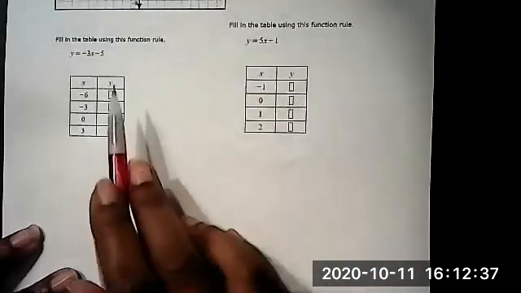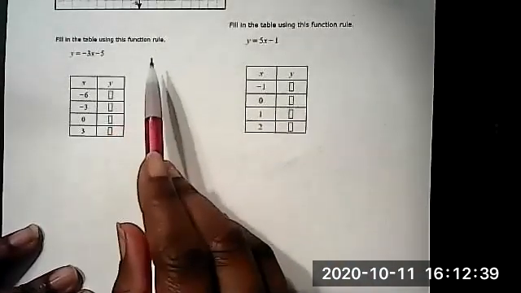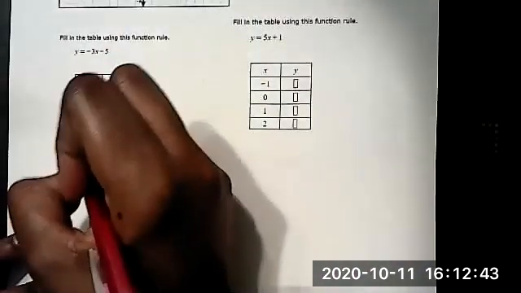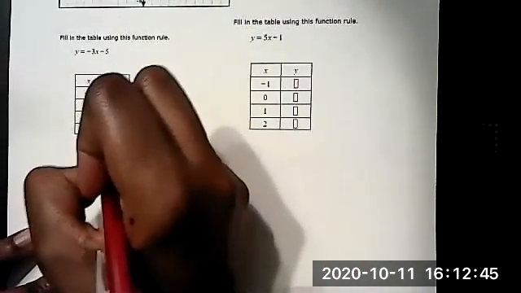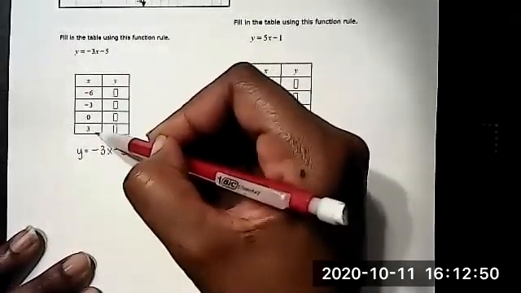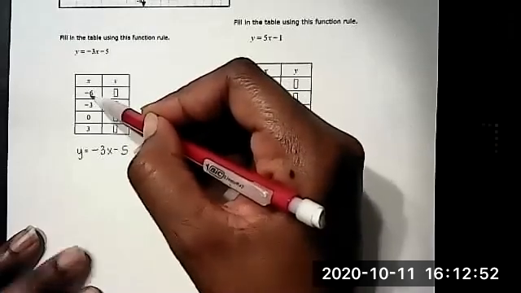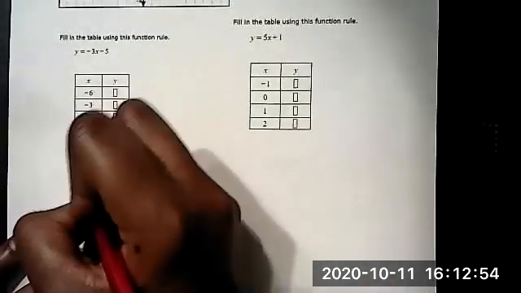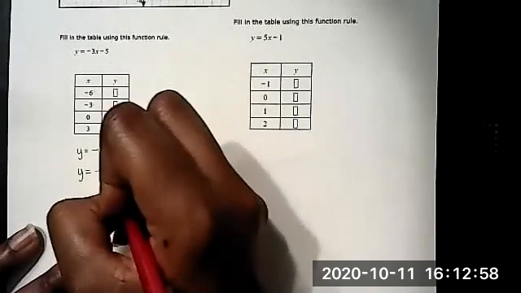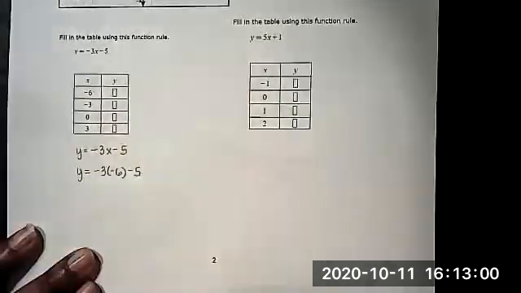All right, so fill in the table using this function rule. This is the rule. So basically, y equals negative 3x minus 5 is the rule. These values are input. I'm going to replace x with negative 6 first. So y equals negative 3, in place of x, I'm putting negative 6, minus 5. Okay, I can throw that in my calculator.